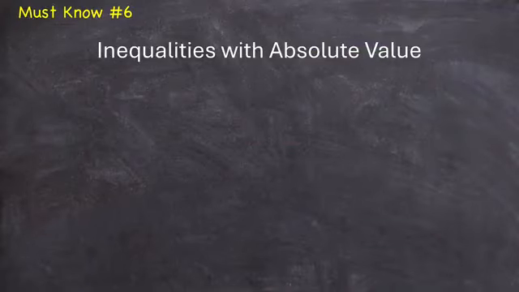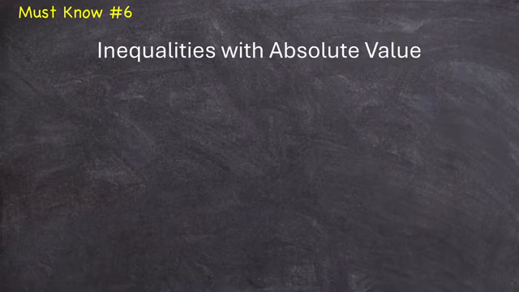Must know number 6, inequalities with an absolute value. And first of all, before doing this section, remember the absolute value of a number is just that number's overall distance from 0 along a number line. And that distance is always expressed as a positive value. So the absolute value of, let's say, negative 5 is just 5.